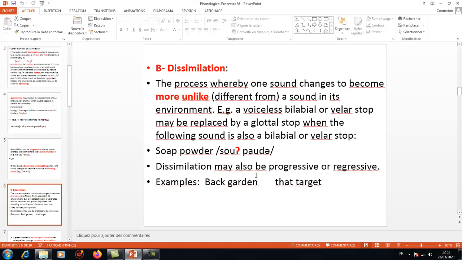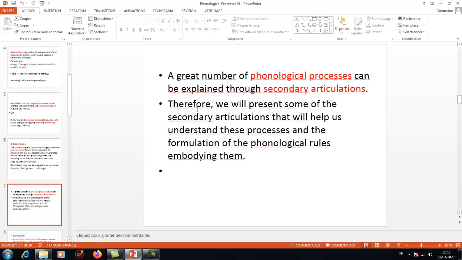Now, dissimilation may also be progressive or regressive. For example, "back garden". Normally, here, in back garden, one k is changed into a glottal stop. Instead of saying "back garden", you say "ba' garden". And it's going to be easier and more natural here. Now, a great number of phonological processes can be explained through secondary articulations.